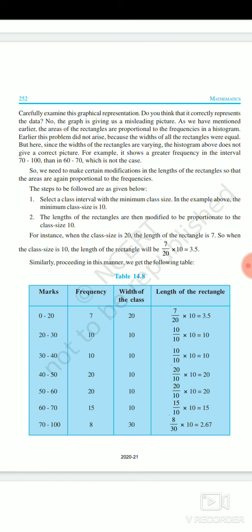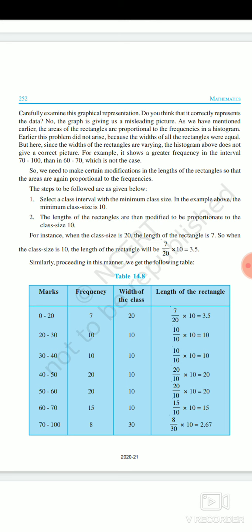But 0 to 20 is given, so for that write the given frequency 7: 7 by 20 into 10, that is 3.5. Now you need to draw 0 to 20 with 3.5 as the length of the rectangle. Previously it was 7, but here it's changed to 3.5. Similarly, 20 to 30 has no change, because the gap is 10, the class width is 10, and the frequency given is 10, so 10 by 10 into 10, answer 10.